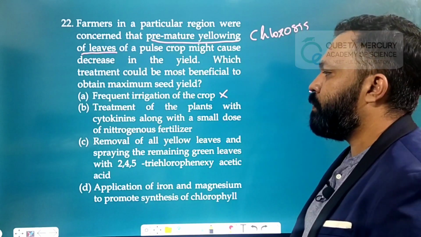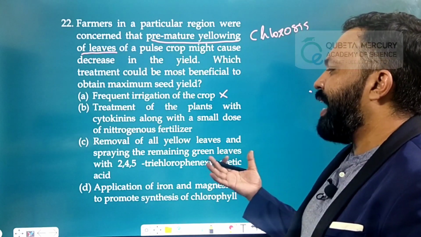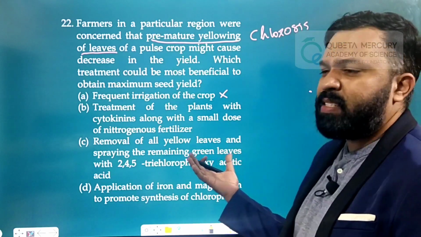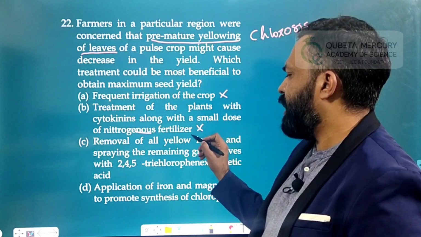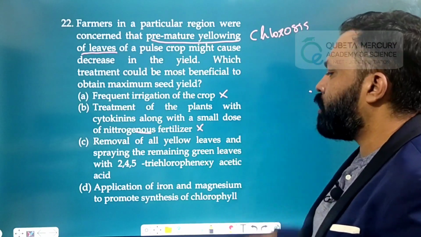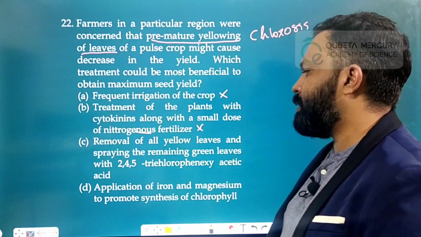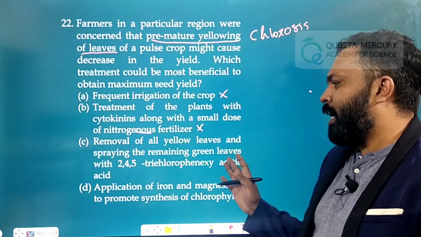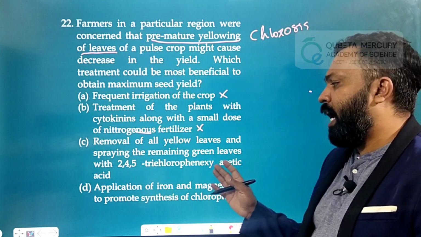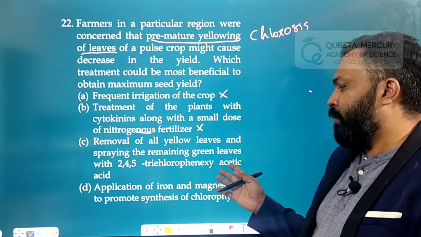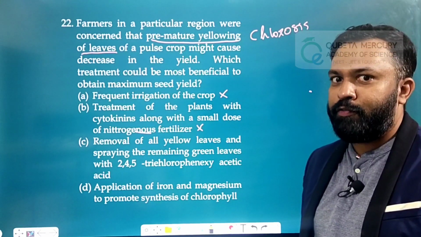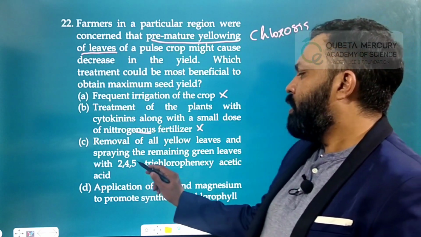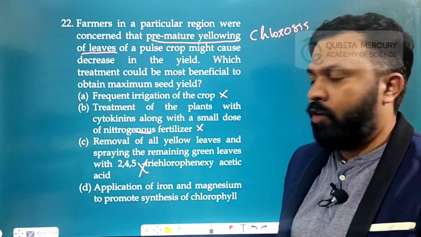So it's not true. Treatment of the plants with cytokinin along with a small dose of nitrogenous fertilizer? No, nitrogenous fertilizer will not rectify the premature chlorosis. Removal of all yellow leaves and spraying the remaining green leaves with 2,4,5-trichlorophenoxyacetic acid, 2,4,5-T. That's a derivative of auxin that will not regain the chlorophyll content.